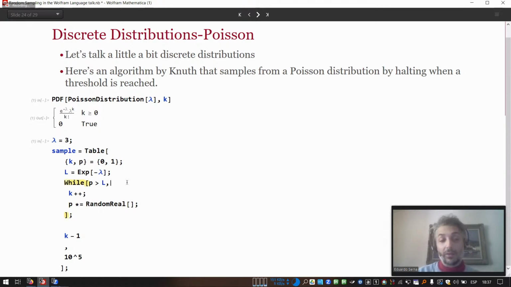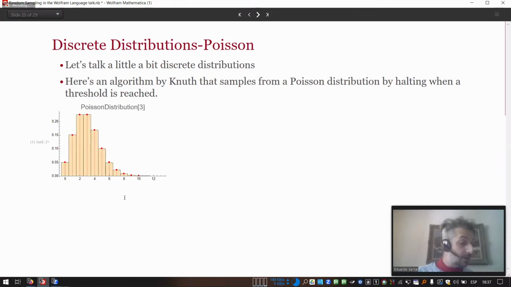Here we can see that the algorithm by Knuth is very, very simple. We define some constants, and then we iterate in a loop. In each iteration we generate a uniform random number and multiply it into an accumulated product, and when this product reaches a threshold, we just return the number of iterations the loop did. And we can see that this indeed gives the same as before with the built-in sampler. This gives the right result.